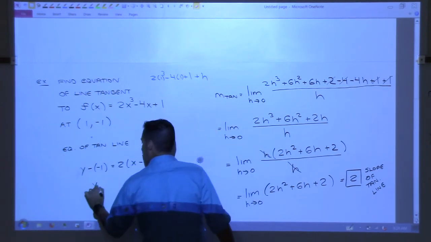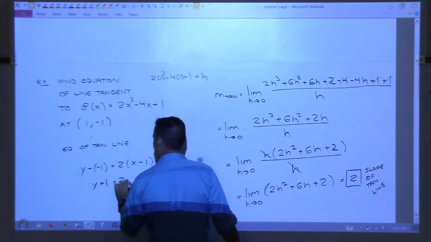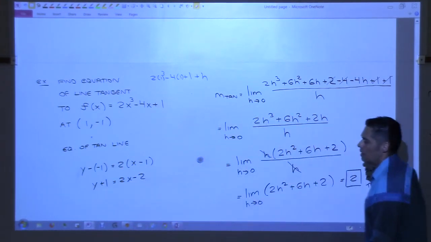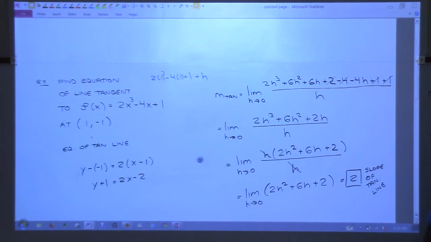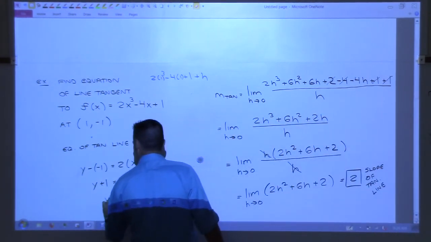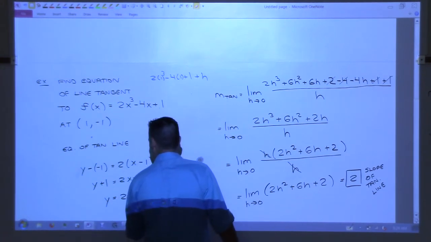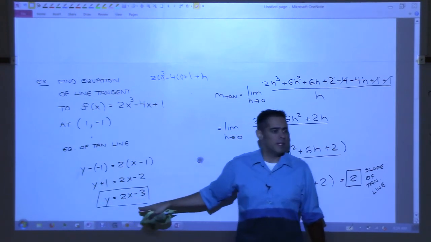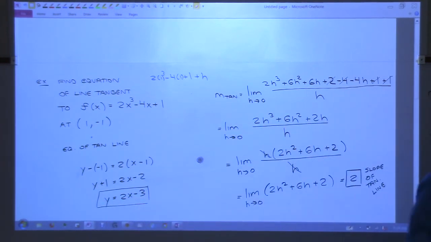So this is y plus 1 equals 2x minus 2. I distributed the 2 through. And I'm going to subtract 1 from both sides. And that way I get it into this form that we really like. Don't we like it when our lines look like this? Y equals mx plus b. Y'all good?